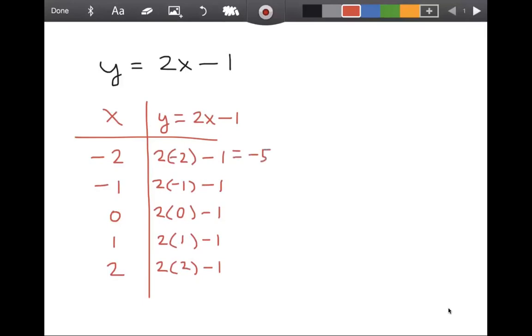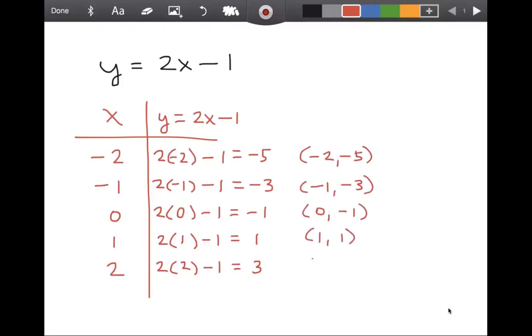2 times -1 is -2. -2 minus 1 is -3. 2 times 0 is 0. 0 minus 1 is -1. 2 times 1 is 2. 2 minus 1 is 1. And finally, 2 times 2 is 4. 4 minus 1 is 3. So that means that this graph is going to pass through these 5 points: (-2, -5), (-1, -3), (0, -1), (1, 1), and (2, 3).